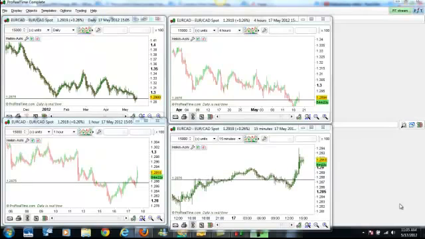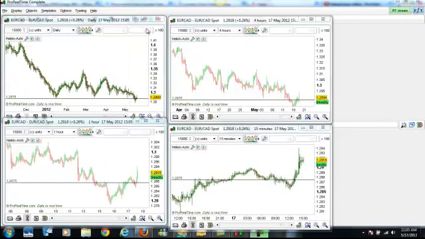Alright, what I want to do right now is actually take you through the EURCAD trade and what I see and why we took this trade in the first place. So what I have here is a quad screen setup of the EURCAD. I have the daily chart here, the 4-hour chart, the 1-hour chart, and the 15-minute chart.